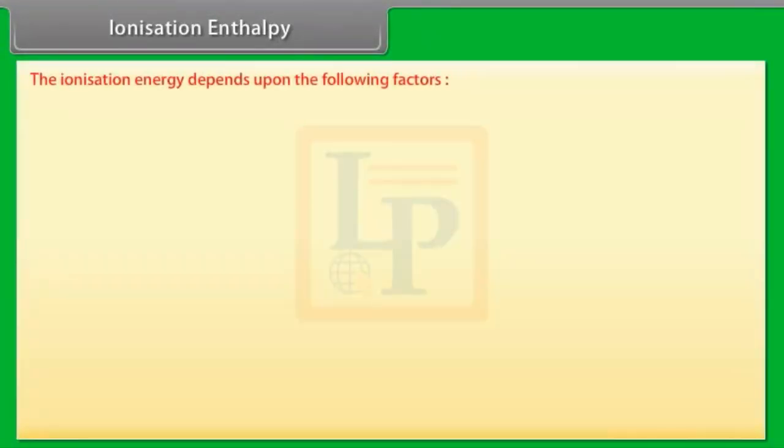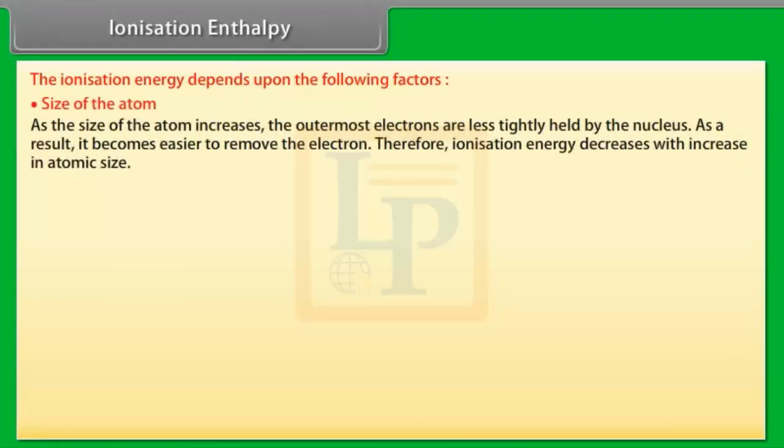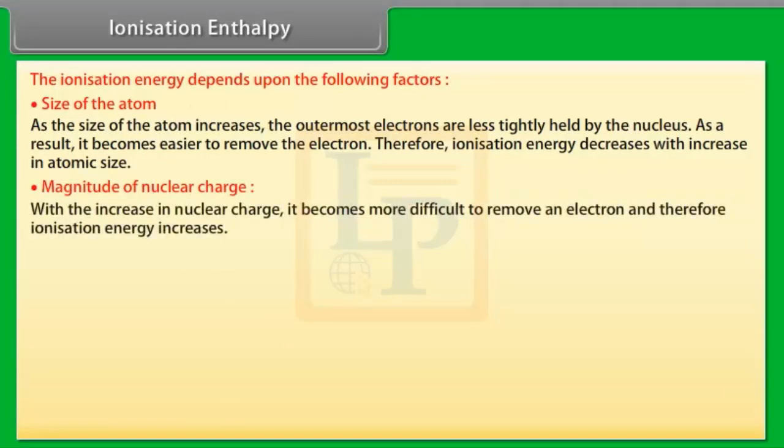The ionization energy depends upon the following factors. Size of the atom. As the size of the atom increases, the outermost electrons are less tightly held by the nucleus. As a result, it becomes easier to remove an electron. Therefore, ionization energy decreases with increase in atomic size. Magnitude of nuclear charge. With the increase in nuclear charge, it becomes more difficult to remove an electron and therefore ionization energy increases.